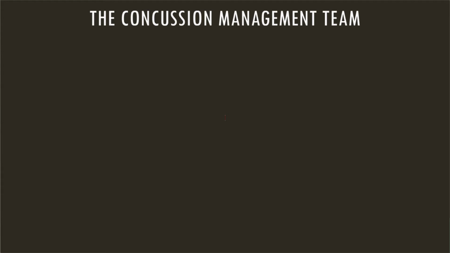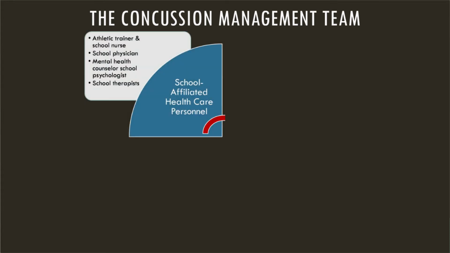The concussion management team includes a number of different individuals who can help to both facilitate physical and cognitive rest. Starting in the top left corner, the school-affiliated healthcare personnel can include the athletic trainer and the school nurse if they are available at the school, or team physician, mental health counselors and school psychologists, as well as school therapists. These individuals are more likely to see the patient on a regular basis, including daily patient encounters, and will allow for the administration of additional assessment tools and communication with the primary care providers.